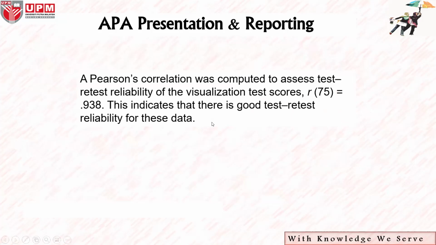Okay, this is the APA presentation and reporting for reliability. Okay, test retest reliability if you use it in your study. So Pearson correlation was computed to assess test retest reliability of the visualization test score. The correlation value, r(75), equals 0.938. So this indicates that there is good test retest reliability for this data. So that's all, how to report your reliability if you use the test retest.